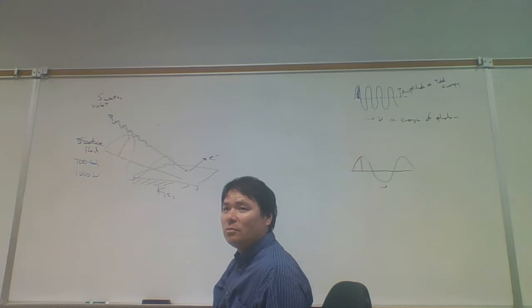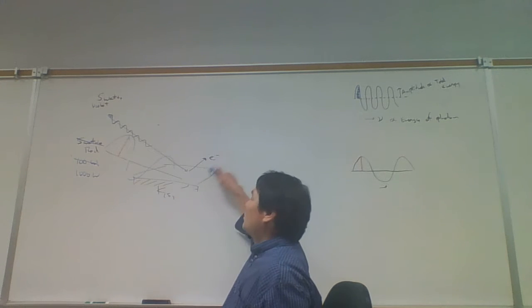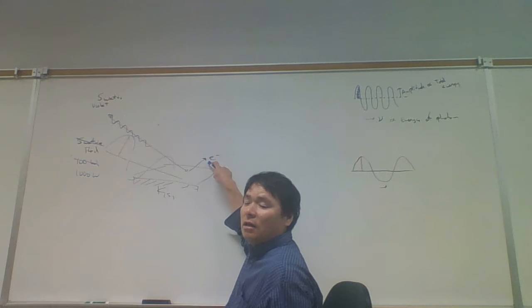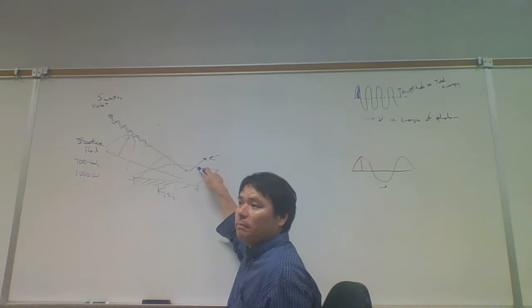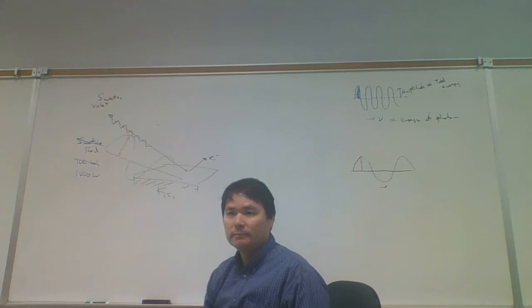If I go to 100 watts of violet light, I'm going to eject a lot more electrons. A lot more electrons will be ejected. Will that potassium become unstable? Oh yeah, potassium is going to become unstable. Very unstable.